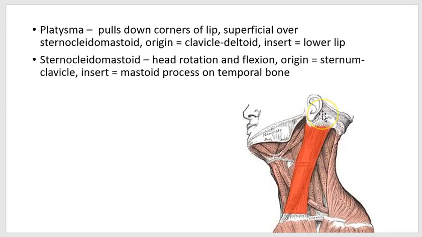So this is important for head rotation. It's also important for bringing your ear down to your shoulder. You're using your sternocleidomastoid. It's that really big muscle on the side of your neck that runs up.